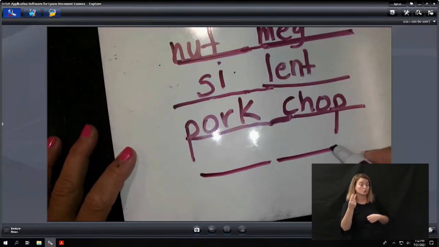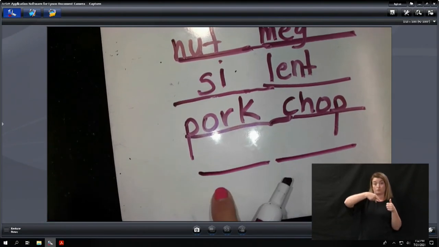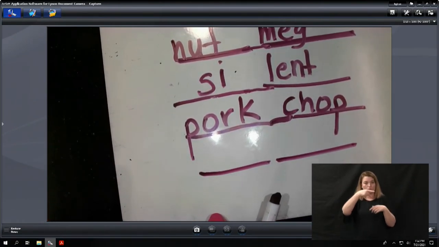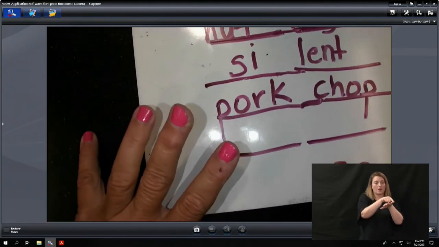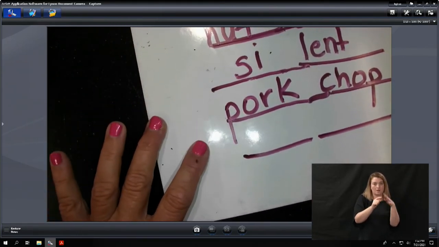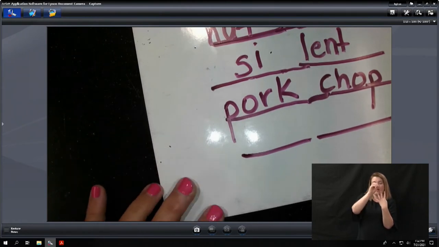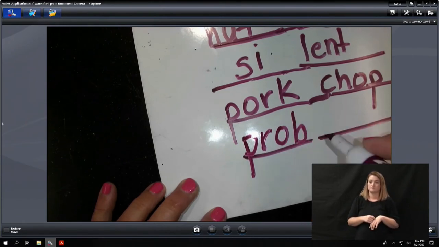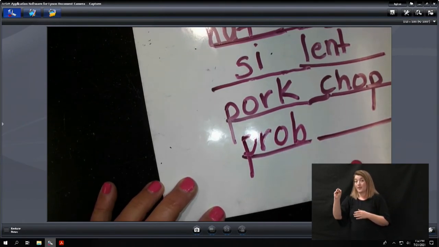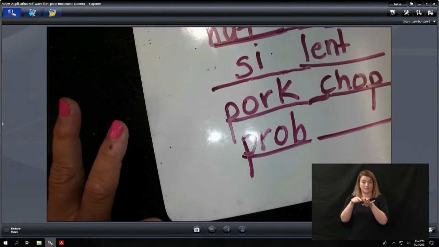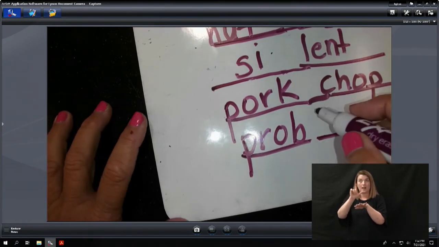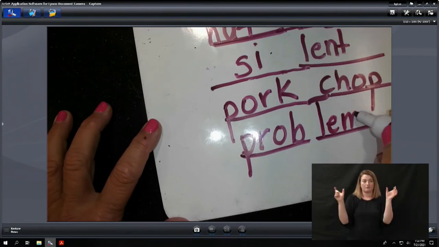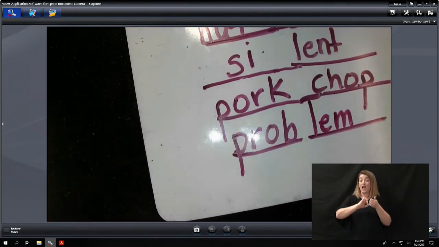Let's feel that. Problem. How many syllables is that? Two. The first syllable in problem is what? Prob. So we're going to finger spell it. P, r, o, b. There's that blend where the P and the R are on two different fingers. P, r. Okay. Lem. Problem. Let's finger spell it. L, e, m. Now, that is the way that you do that when you have a schwa sound.